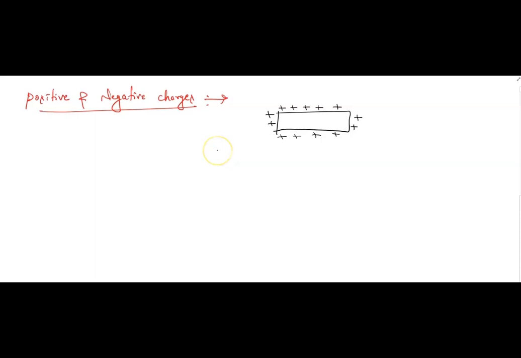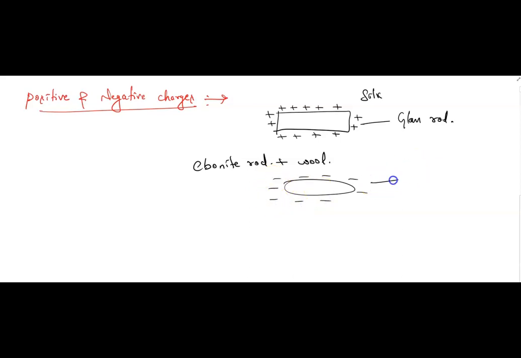Understood? Similarly, the charge acquired by an ebonite rod. Here we have taken the glass rod. Similarly, you take the ebonite rod. When you rub that with wool, then you can see the charges which are produced are negative charge.